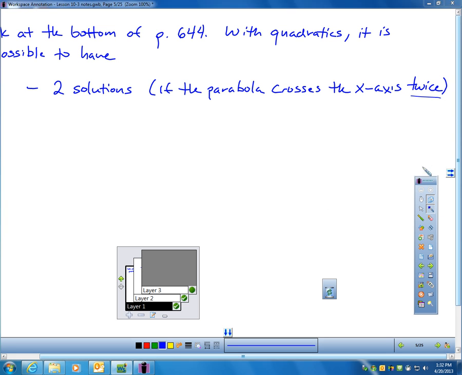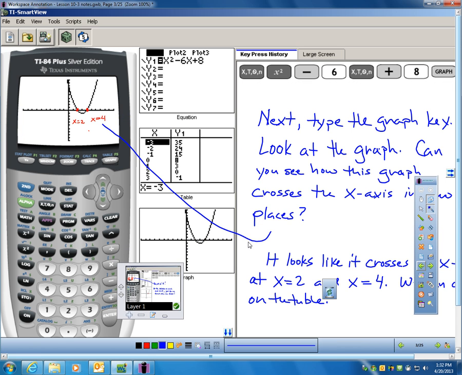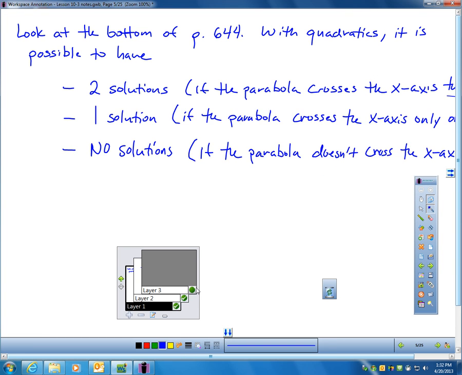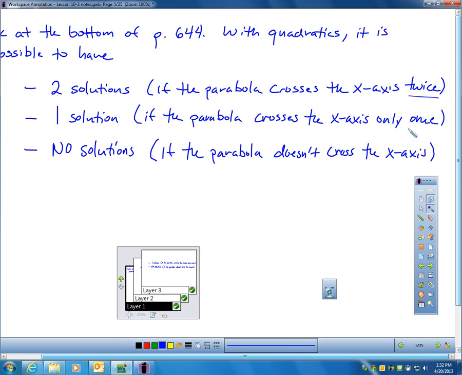That's what happened on our previous problem. We saw the parabola intersect the x-axis in two places, we knew that we should have two solutions. All right? The second situation would be if the parabola only crosses the x-axis in one place, like you see in the middle picture. If that happens, you only have one solution.